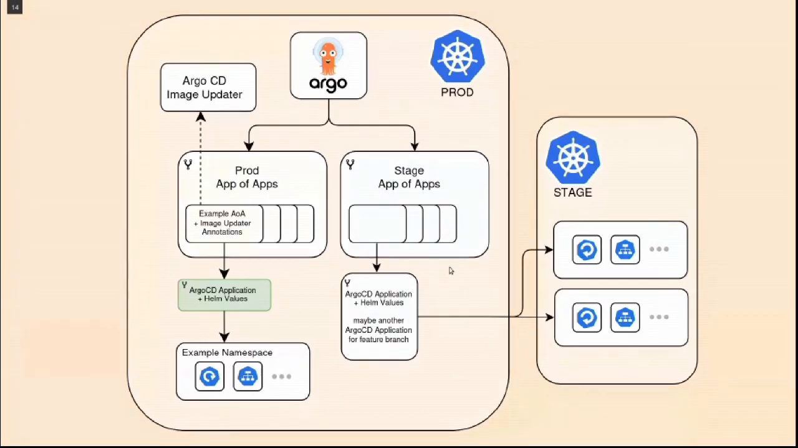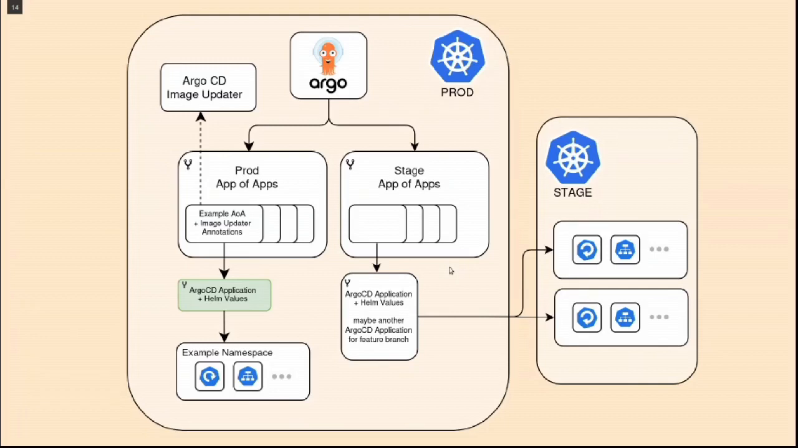In the second layer, which I call the image updater layer, there are annotations instructing the image updater what to do. And in the final layer, there is the green repository with the Helm values referring to the Helm chart and the image of the application. And this is the one that finally deploys all the resources to the target namespace.